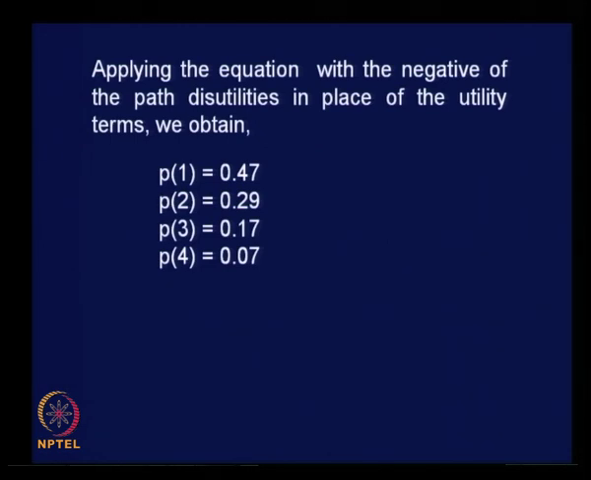Probability of choice of route 1 is 0.47, probability of choice of route 2 is 0.29 and route 3 0.17, route 4 0.07. It is in descending order. You may remember the corresponding disutilities associated with route 1, 2, 3 and 4. It was 1, 1.5, 2 and 3, isn't it. So, when the disutility increases, we find that the probability of choice decreases. Okay. We simply substitute those numbers in the previous equation.